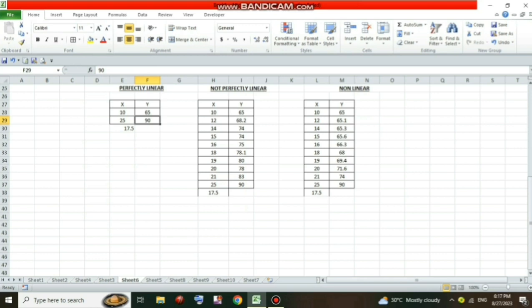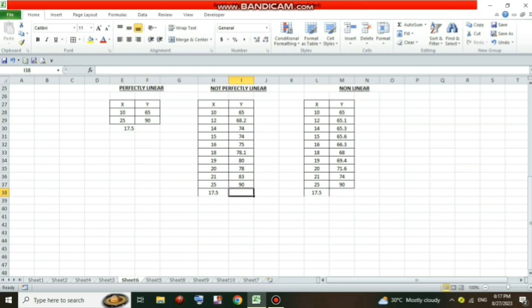For all these different cases, you can see the first and last values are the same: 10, 65, and 25, 90. You are going to determine the value at 17.5, between 10 and 25, using all these three cases and different formulae. One is forecast, another is growth, another is trend, another is forecast dot linear. Forecasting is just like a prediction. You're going to do that interpolation using these formulae for all these three different cases.